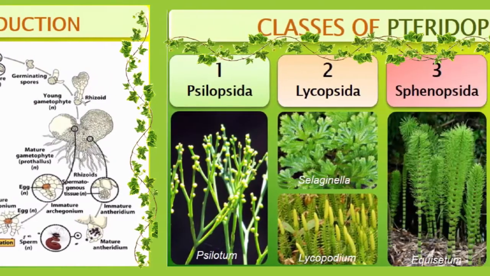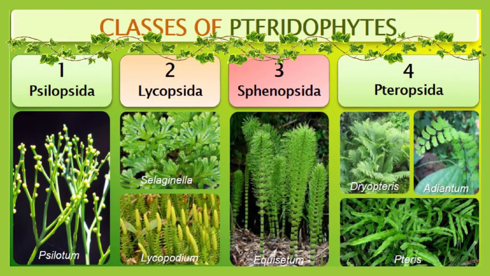So now let me go through the classes of pteridophytes. That is not in our syllabus. You just have to remember the name of a class and just one example. That's it. Not more than that, because it is not included in our syllabus. So the classes of pteridophyte include 4 classes. Here you can see, the first one is Psilopsida. The example is Psilotum. Here you can see the photograph of Psilotum.